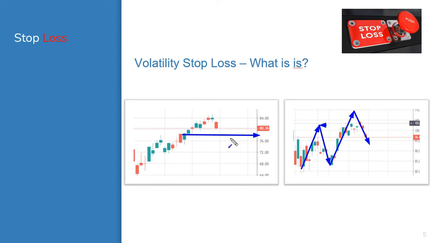Let's say your stop was 5% down. That would not be hit here, but it would quickly be hit here because the stock is jumping up and down. And that is why we need a volatility stop, where we're looking at how volatile this stock is and how volatile the movements in the stock are. And then we adjust the size of the stop loss according to how volatile the stock is. So let's have a look at it.